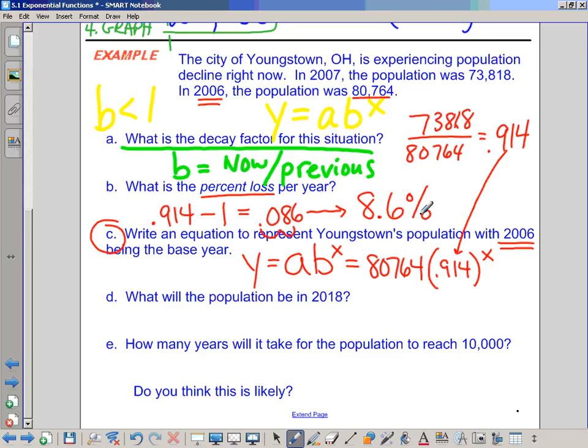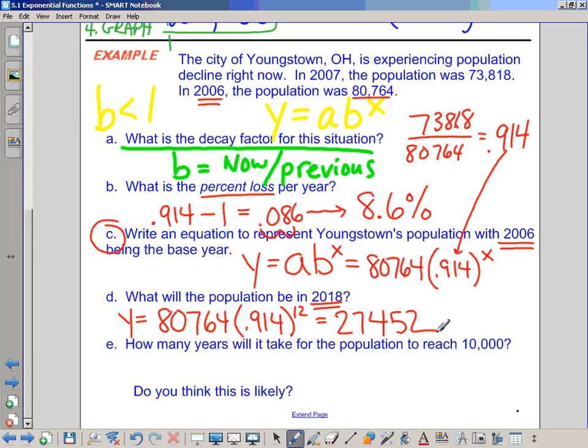Next, in part D, what will the population be in 2018? Well, if 2006 is our base year, 2018 is 12 years later. So for this, we simply have to take 80,764 times 0.914 to the 12th power, because it's 12 years later. And you should get 27,452. Population of Youngstown in 2018.